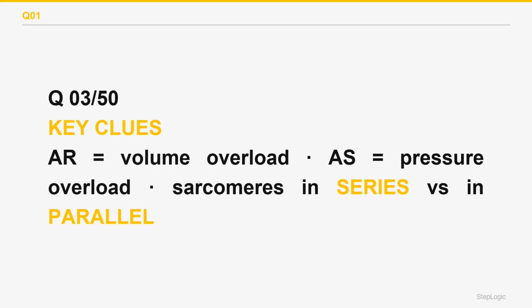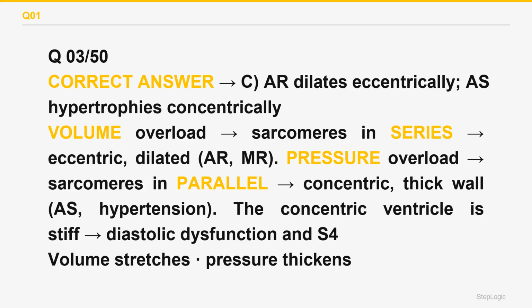Volume overload, aortic or mitral regurgitation, means the chamber must accommodate extra blood every beat, so sarcomeres are added in series, the chamber lengthens, and the result is eccentric hypertrophy, a large dilated ventricle with a wall that is only modestly thickened. Pressure overload, aortic stenosis or systemic hypertension, means the ventricle must generate a higher pressure, so sarcomeres are added in parallel, and the result is concentric hypertrophy, a thick wall around a normal or small cavity. Assigning the wrong pattern to each lesion is what choices B and D do, and both invert the physiology. The correct answer is C.